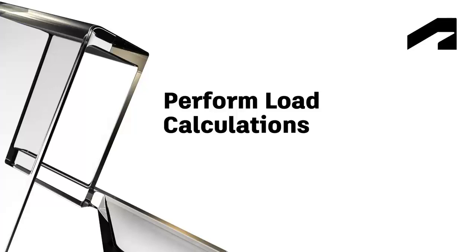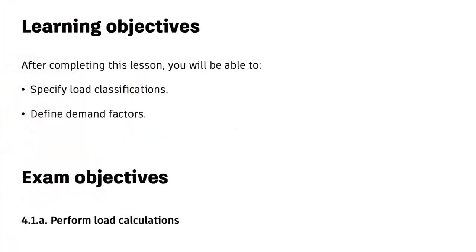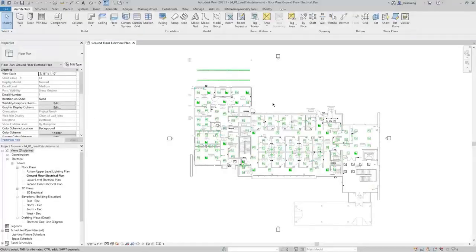In this video, we will cover specifying load classifications and defining demand factors. In order for a component to be added to a circuit, the component must have an electrical connector. Electrical connectors have several parameters that must be defined in order for Revit to properly calculate loads.